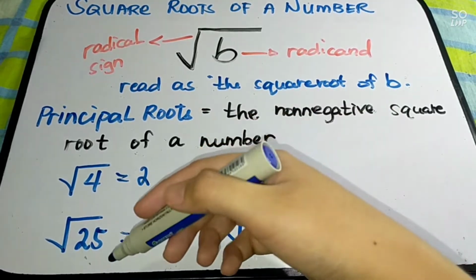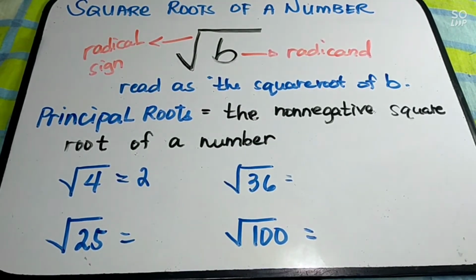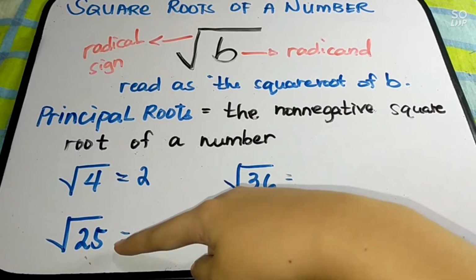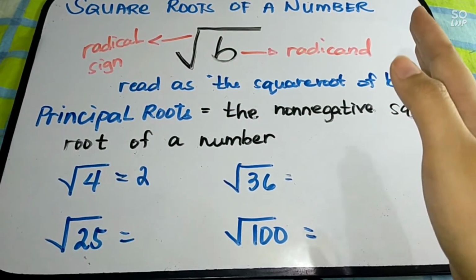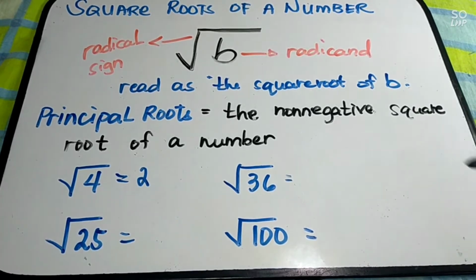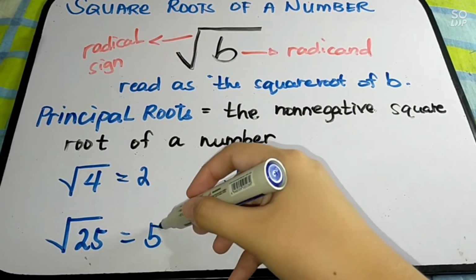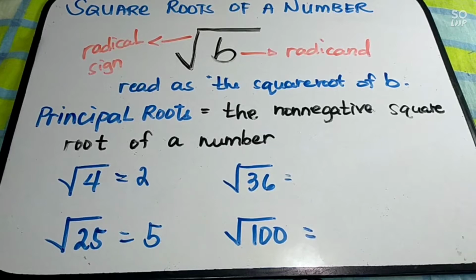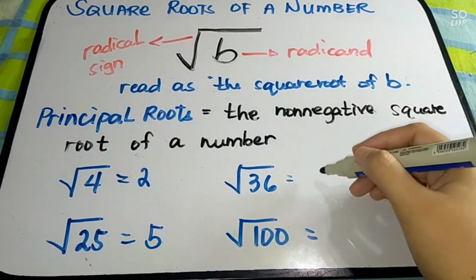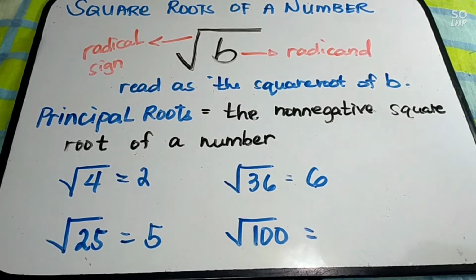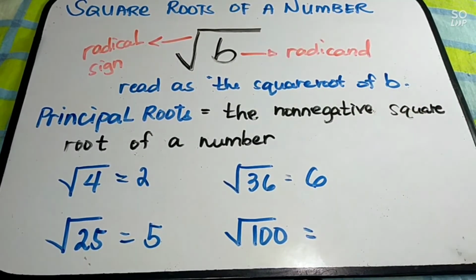Tama? Next tayo, we have here square root of 25. For us to find the square root of 25, think of a number na imumultiply mo sa kanyang sarili, ang sagot is 25. So, that is 5. 5 times 5, the answer is 25. Next tayo, square root of 36. So, the answer here is 6. 6 times 6, the answer is 36.